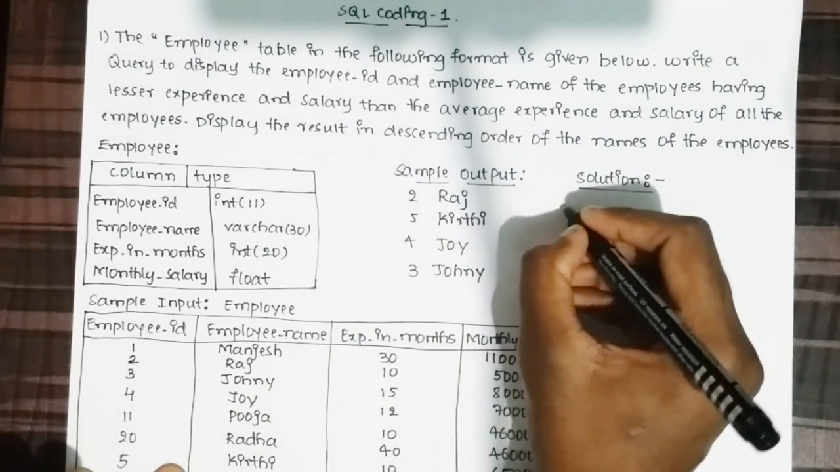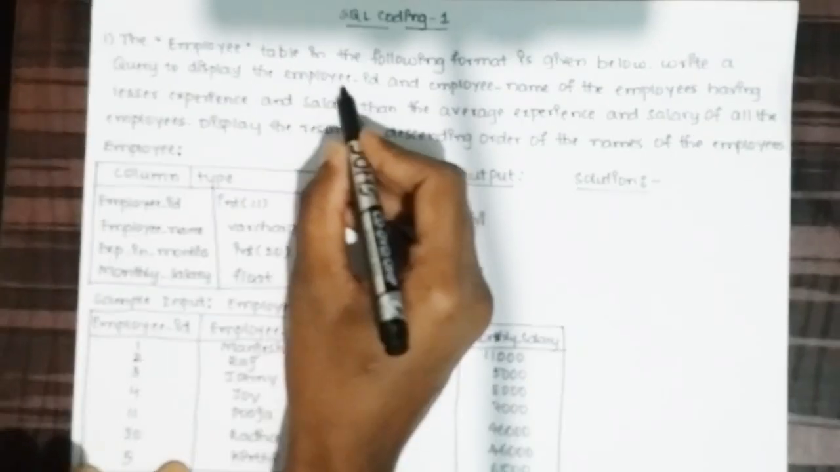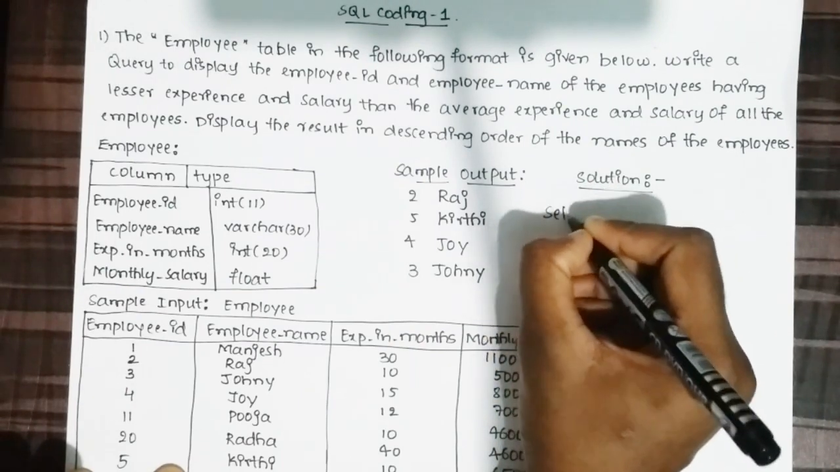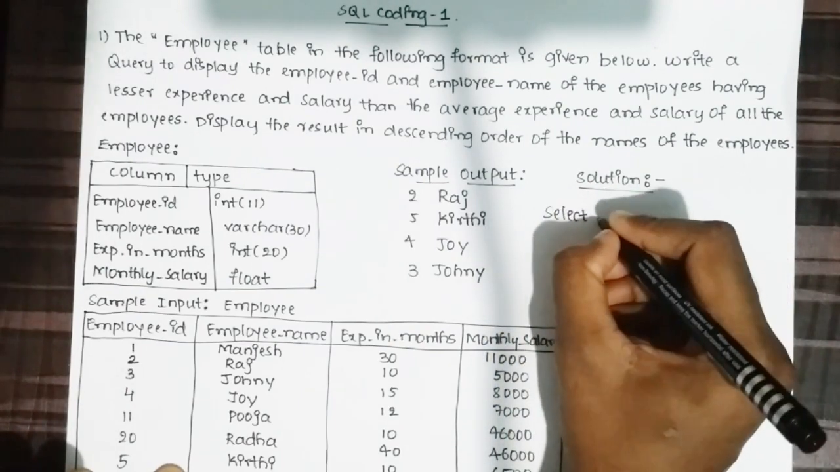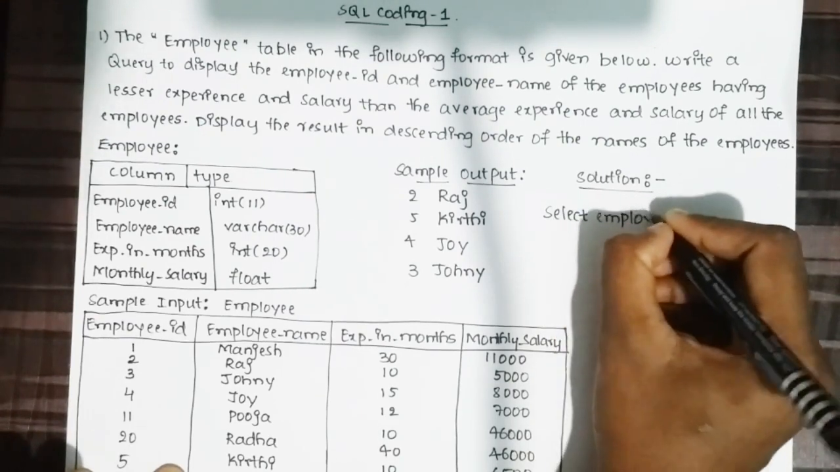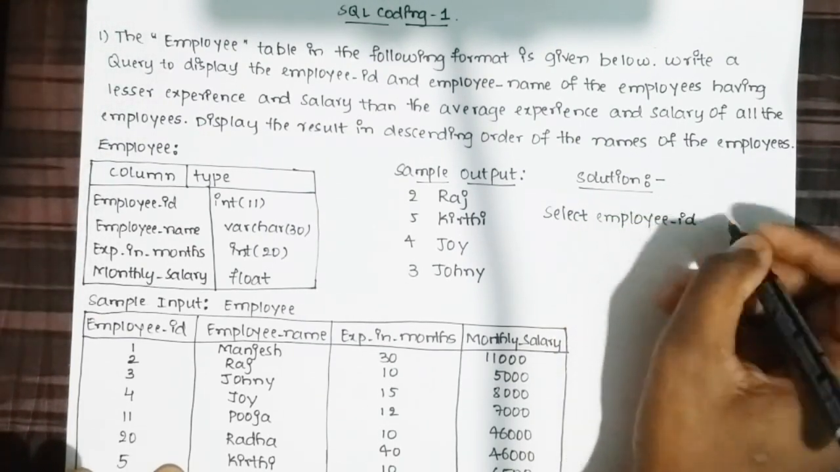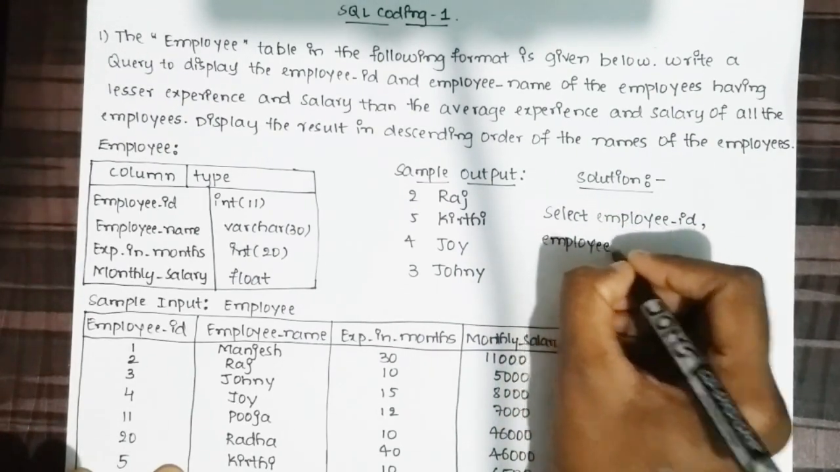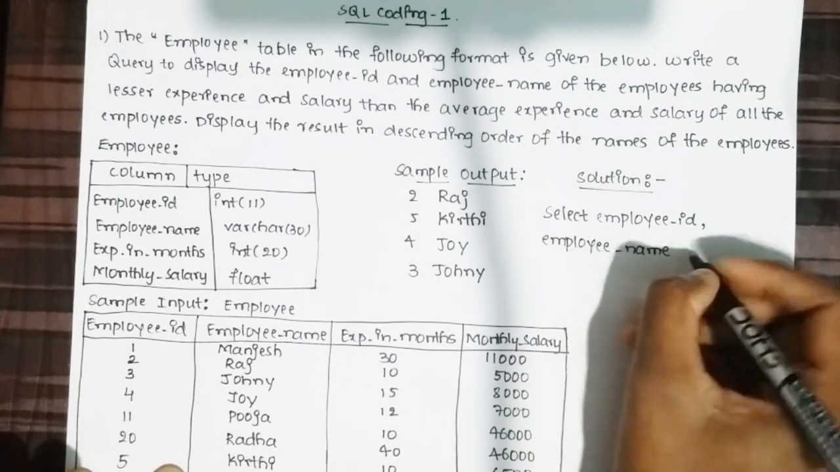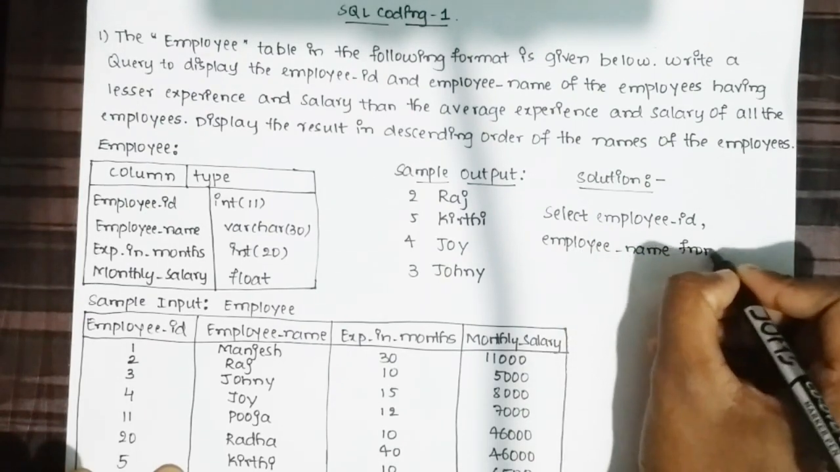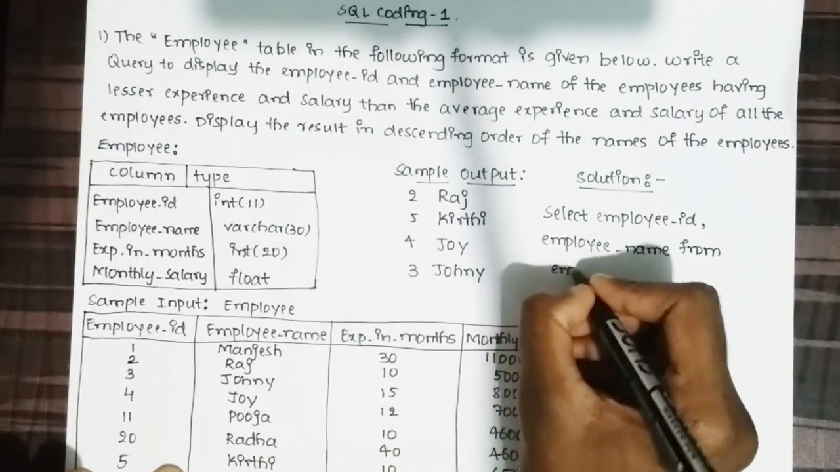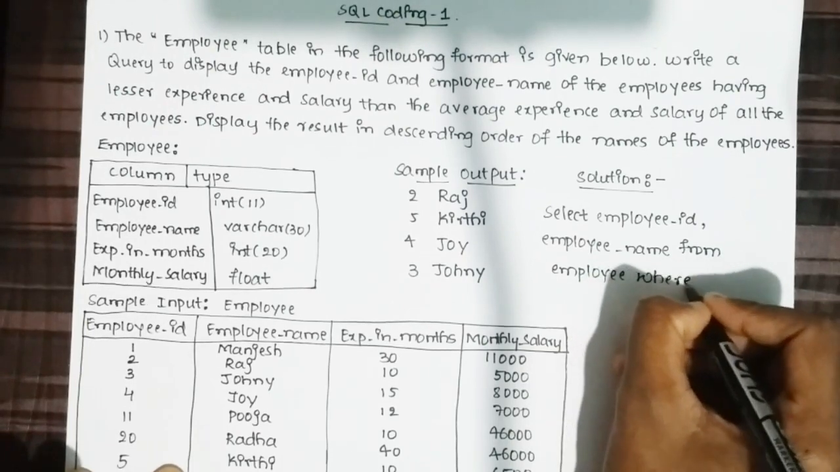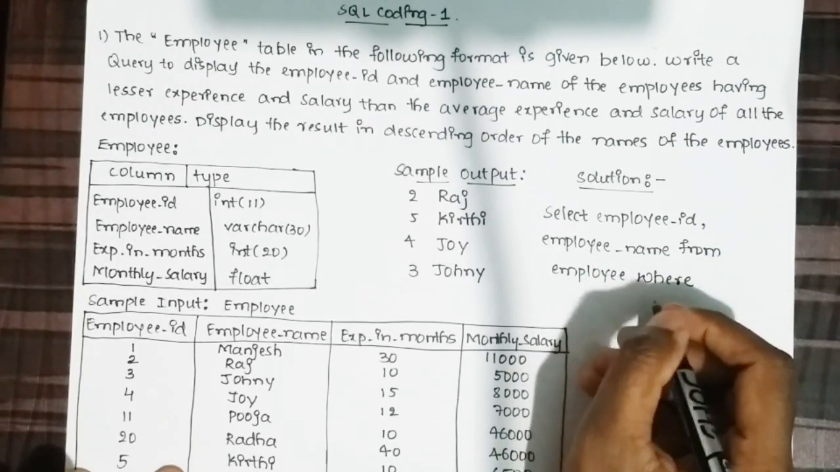So first we shall write this query. Here you need to display two fields, that is employee ID and the employee name. So for that write select employee underscore ID comma employee underscore name, followed by from the table name. So the table name is employee, so from employee where. So you need to write a condition, therefore you need to use a where clause.